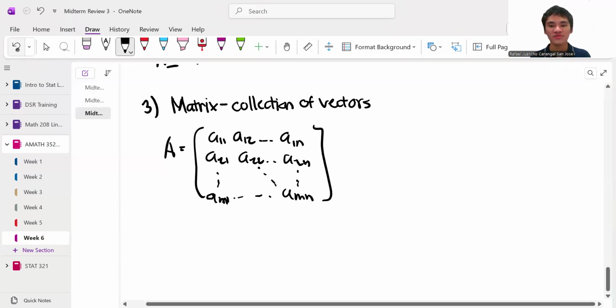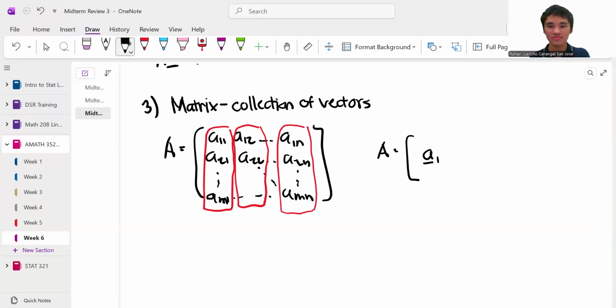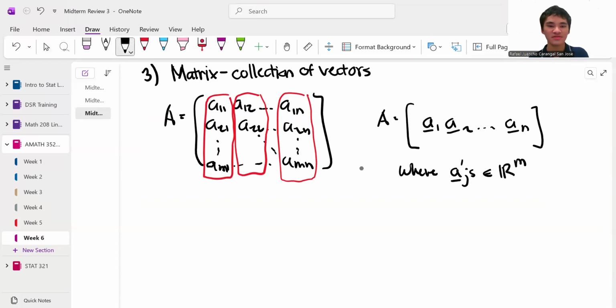Now, what is one way of thinking about it? One way of thinking about it is looking at these as column vectors. So how would that look? Well, that would be A1, A2, all the way to An, where the Aj's have M components. That's one way of looking at it. We can think of it as columns of vectors.